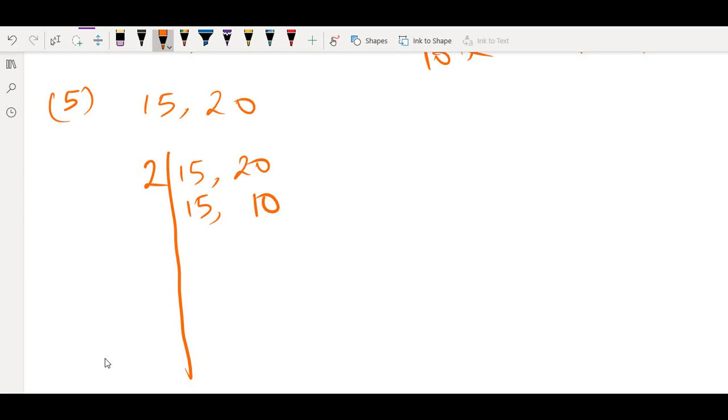Can two still go? Yes. Two into 15, two into 10. The two did not divide both of them, so we're still not going to mark it. Have we exhausted two? Yes. Two cannot divide again, so we'll go to three. Can three go? Yes. Three into 15 is five. Three into five cannot.